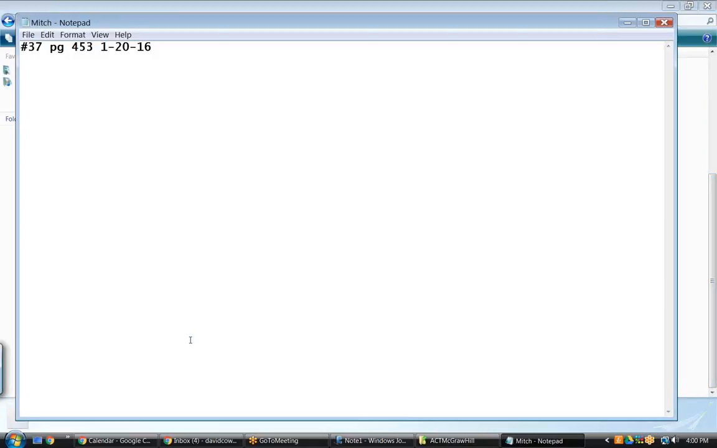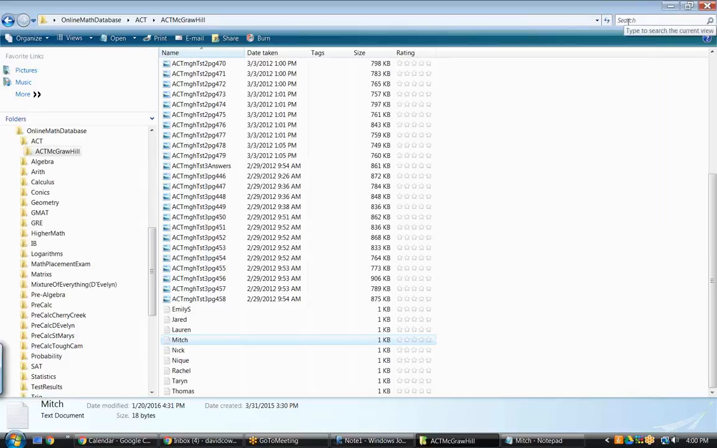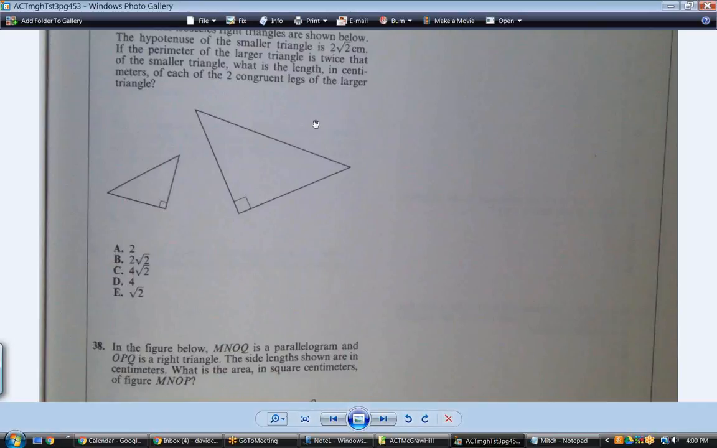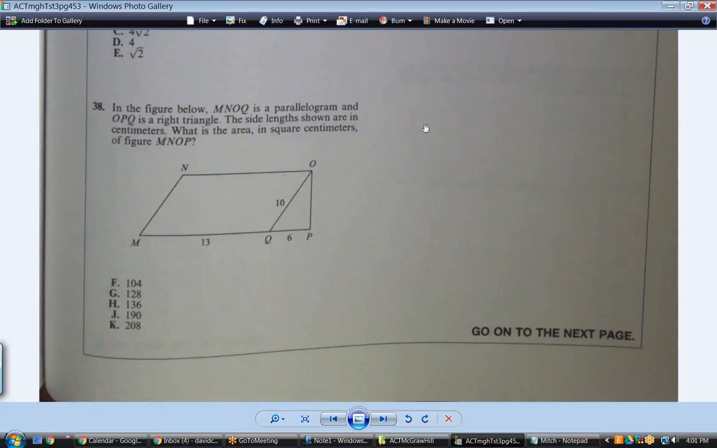And we went to page 453, number 37 last time. So let's look at 453 and see if there's a 38. Yeah, there does appear to be. 37 was regarding similar triangles, which is what almost all of my geometry students are working on now. All right, let's look at 38. It's a parallelogram with a right angle.